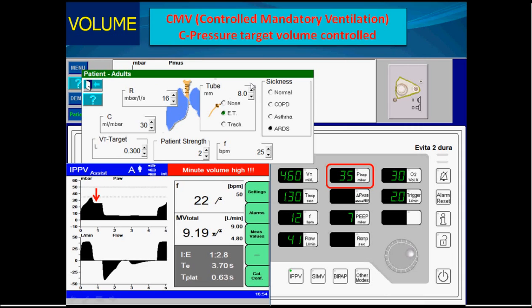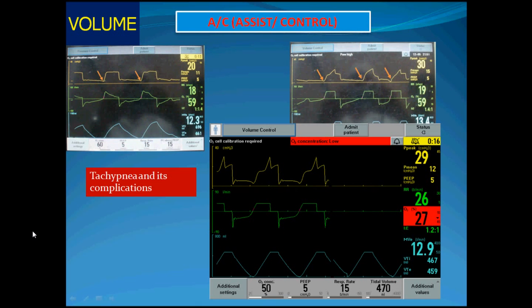When you come to pressure control with a volume target, this is a preset tidal volume; you set it. In this case, you have a guarantee for the ceiling pressure, which should not exceed 40 centimeters of water at the Pmax. The problem comes if the patient starts to take his own breaths in assisted controlled ventilation.